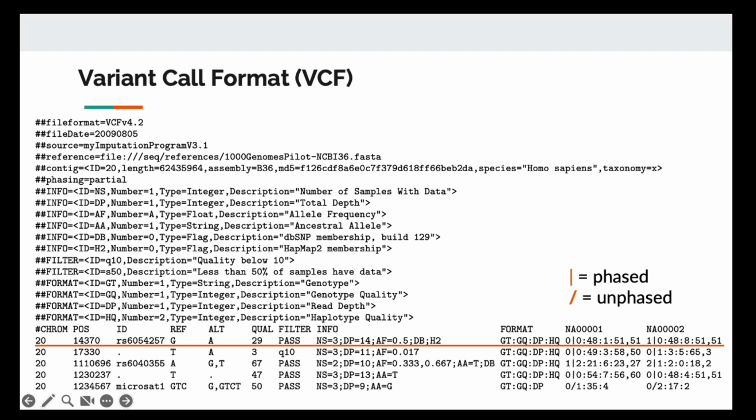DP is the total depth, the number of reads that map to that variant. AF is allele frequency, the fraction of reads that confirm that variant. How many percent of the reads confirm that variant? So it's the frequency of that variant in the sample. All the acronyms are explained up top.